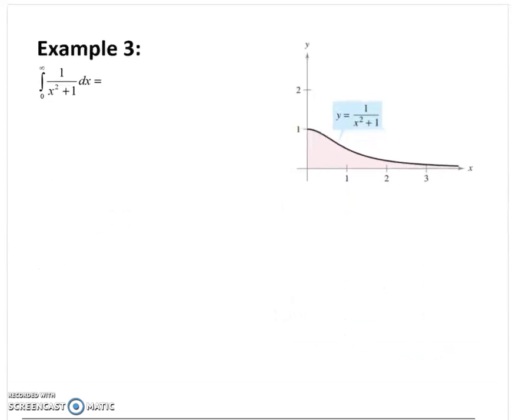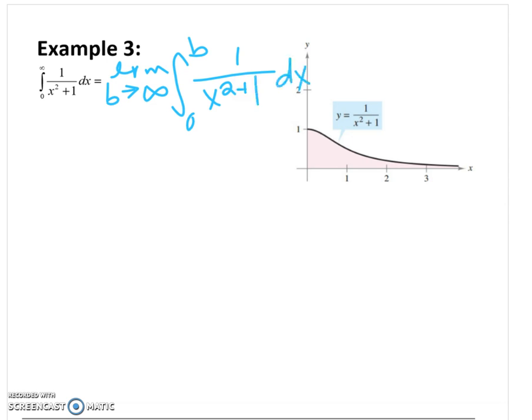All right, so let's give this one a try. Again, I immediately see that infinity there, so I know this is an improper integral, so I'm going to rewrite it as the limit as b goes to infinity of the integral from 0 to b of 1 over x squared plus 1 dx, and hopefully you remember what that is. That is the derivative of inverse tangent, so this becomes the limit as b goes to infinity of inverse tangent of x from 0 to b.